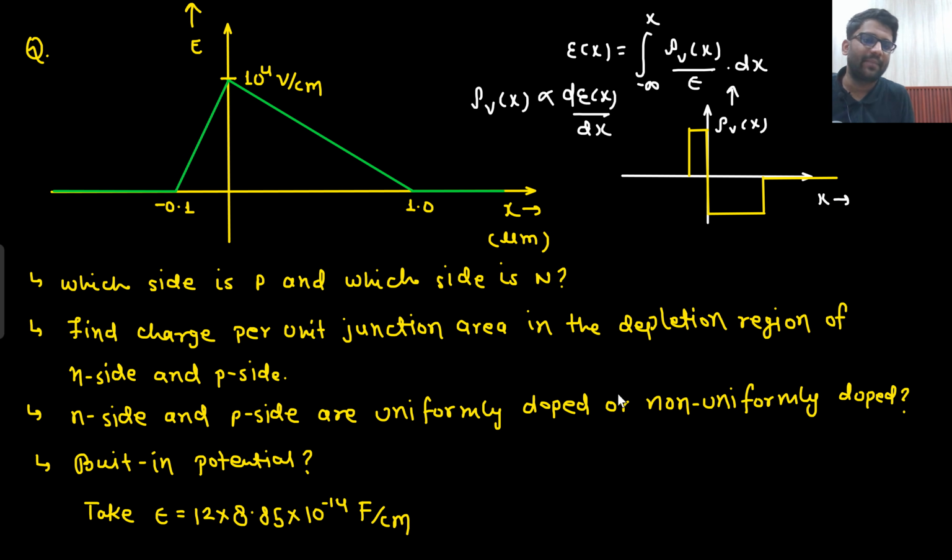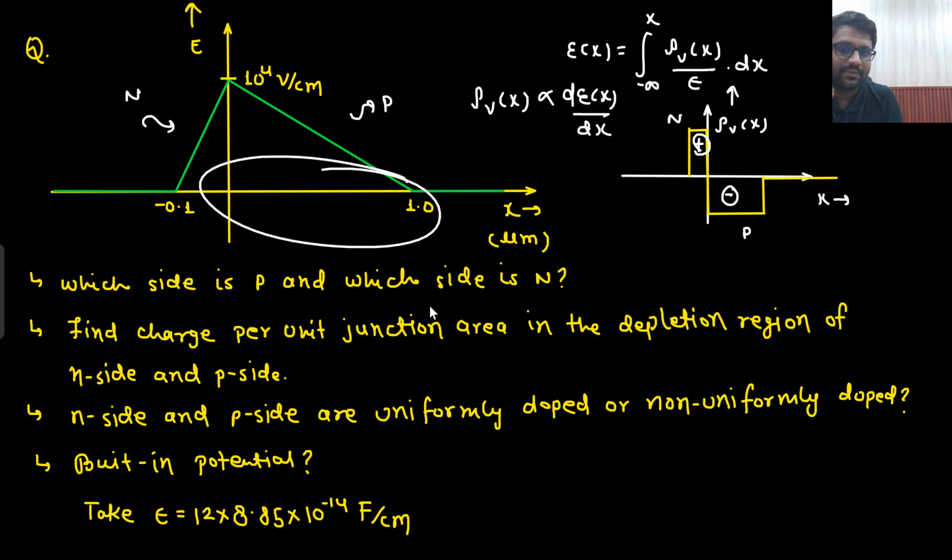If I am getting this kind of rho v(x), that means here I am having positive charge, here I am having negative charge. What does that mean? This has to be N type, this has to be P type. So which side is P, which side is N? This side is N, this side is P. We usually take PN, but here they have taken NP, right? Now which is highly doped, which is moderately doped? You can see that the depletion width here is lesser and the depletion width here is more. What does that mean? This is highly doped and this is lightly doped. Is that clear to you?